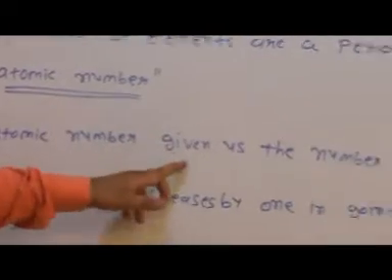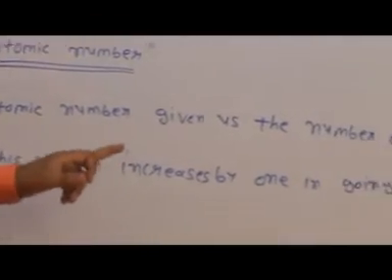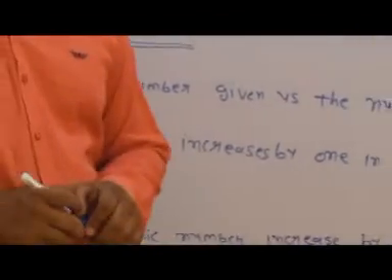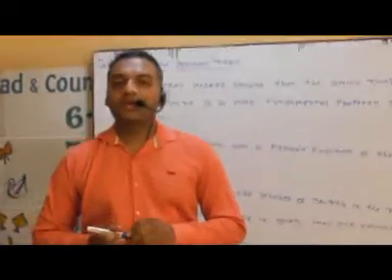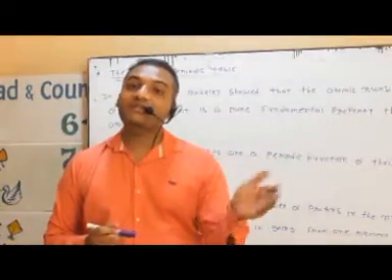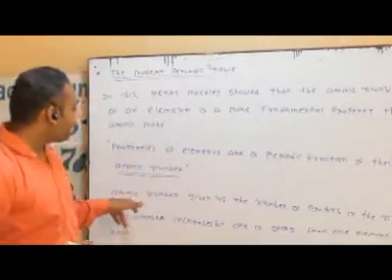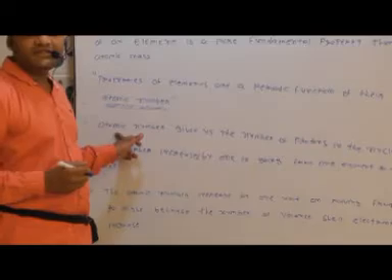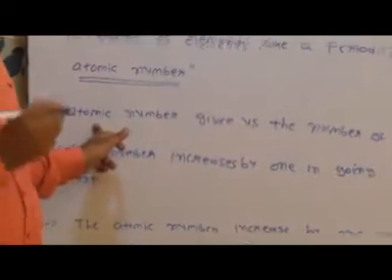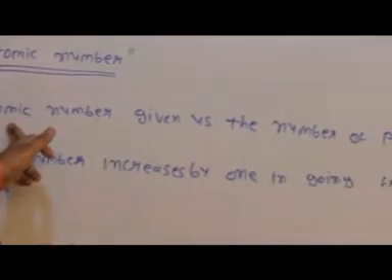Atomic number gives us the number of protons in the nucleus. This number increases by 1 in going from one element to the next. We also know that we calculate the element number on the basis of protons, which equals the number of electrons. Henry Moseley numbered the elements by calculating how many protons are present in the element. This number is the atomic number of the element.